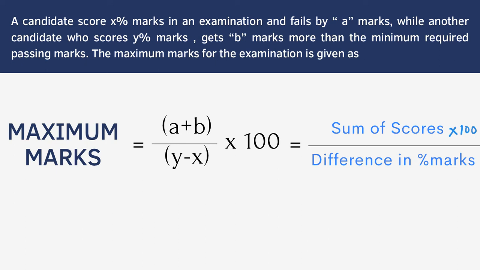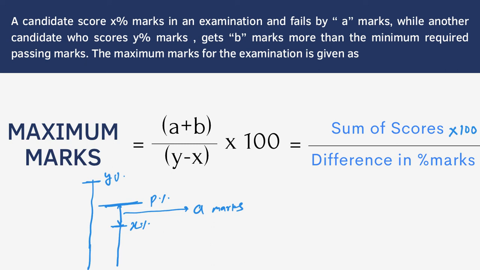This is a direct formula we can use, or let's see how this formula came. So a candidate who is scoring X percentage. So this is a candidate who is getting X percentage, and suppose this is our passing P percentage, and he failed by A marks. So I can say this gap is equal to A marks. And the second student who is getting Y percentage marks, and the second student got B marks more than passing marks, right? So this gap is B.